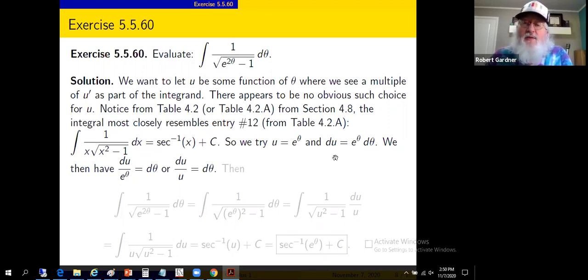So if we calculate du, we'll get du equals e to the theta d theta, differentiate the exponential, nothing happens. Put the d theta on there because you're computing a differential. We could divide both sides by e to the theta to get du over e to the theta equals d theta. I want to do everything in terms of u, but u equals e to the theta itself. So I could take that denominator and write it as a u, because e to the theta is what u is. So we actually get the relationship du over u equals d theta.